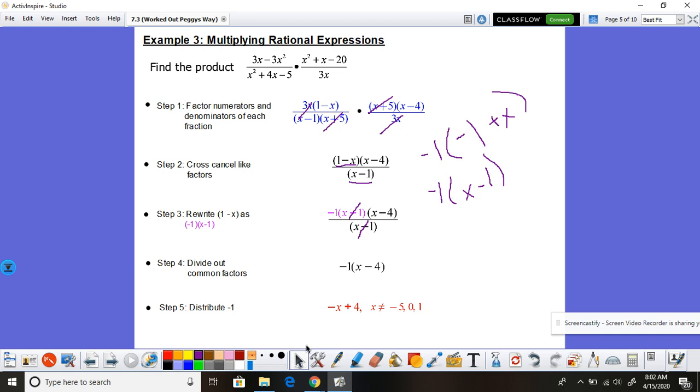And then I want to go back into all of these. Okay, so if I go back up to here, my x cannot equal negative 5. Here, my x cannot equal 1. And here, my x cannot equal 0.